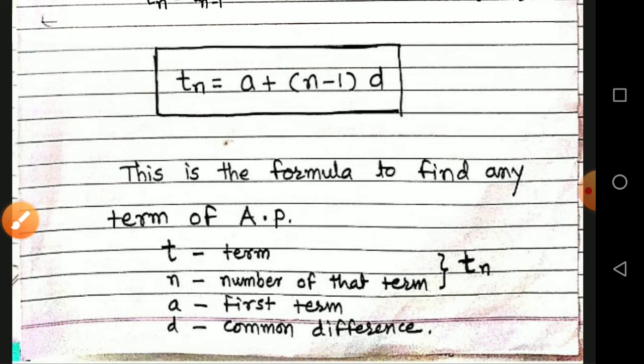I am repeating again which are the notations in this formula. This is the formula to find any term of an AP. Any numbered term we can find out by this formula. T is used for term and the number which is written at the bottom is the term number. n is the number of that term. a is the first term and d is the common difference.